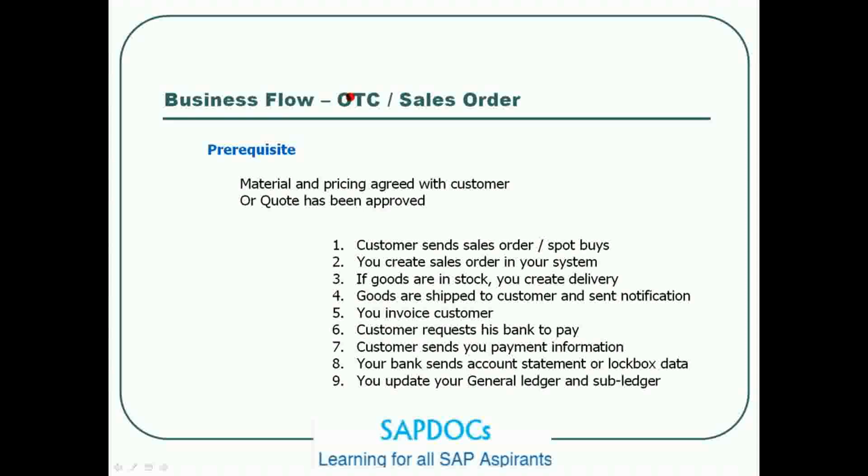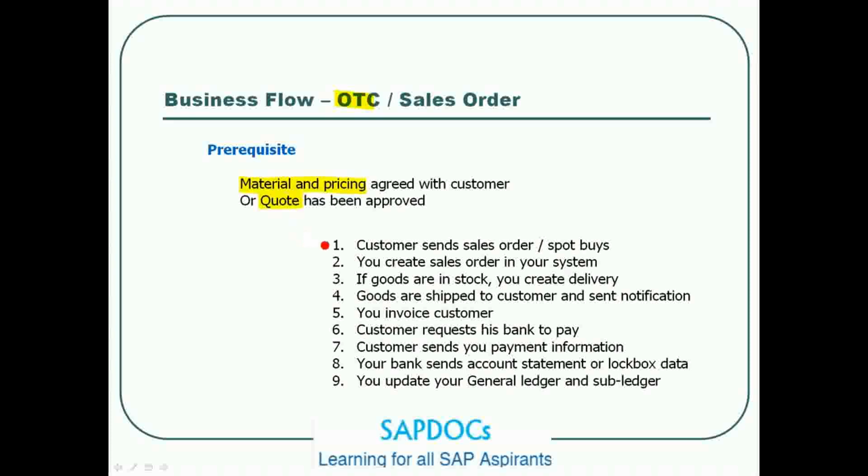Let's take a look at the sales order process in OTC. First, we will go through the steps just to give you a bit of understanding of what happens if there is no EDI. One of the prerequisites of this process is that the material that you are going to ship, or the customer is going to order, exists in your company, and the pricing has been agreed as well, or at the minimum the quote has been approved.